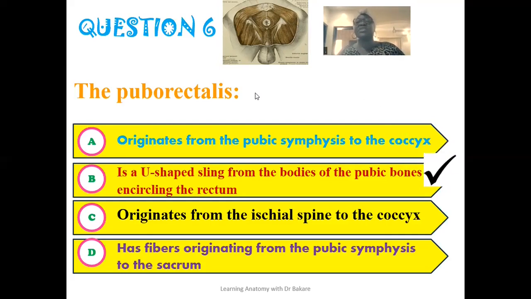The correct option here is that the puborectalis muscle is a U-shaped sling that is seen to originate from the body of the pubic bone, and you see it encircling the rectum. This is the option here that represents the true characteristics of the puborectalis.